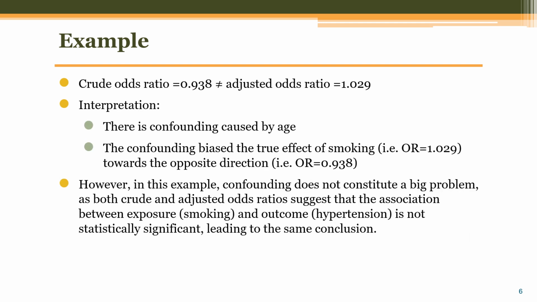The difference between the crude odds ratio and the adjusted odds ratio suggests that there is confounding caused by age, and the confounding has biased the true effect of smoking towards the opposite direction. However, in this example, confounding does not constitute a big problem, as both crude and adjusted odds ratios suggest that the association between exposure and outcome is not statistically significant, leading to the same conclusion.